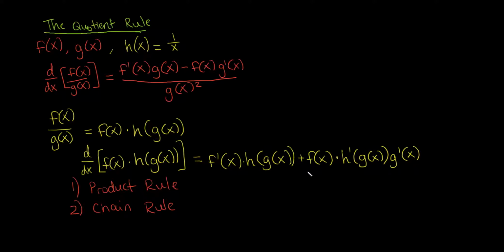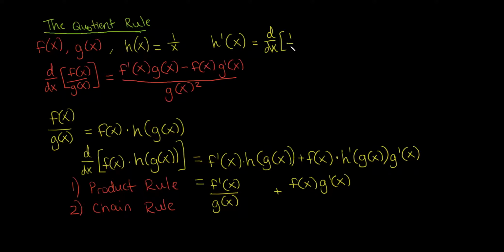Now, if we do some simplification, we can remember f prime of x times h of g of x. h is just 1 over x, so this is really f prime of x divided by g of x. And then we can add on f of x times g prime of x. And here we can try to remember what is h prime of x. If we go back up here, h prime of x is equivalent to the derivative of 1 over x, which is just negative 1 divided by x squared.